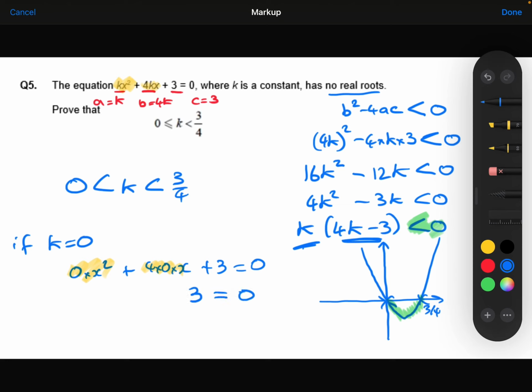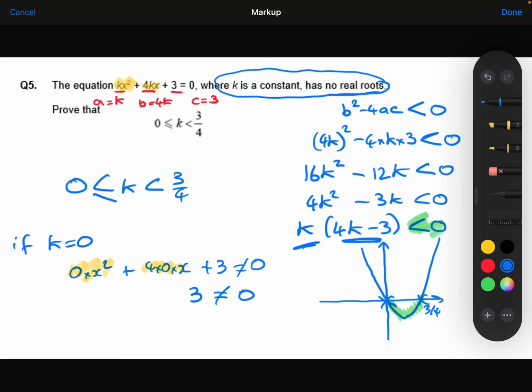And 3 cannot be equal to 0. So if k was equal to 0, there would be no roots of this equation. So although that wasn't included in the discriminant, I do need to include it as part of my answer because there are no roots when k is equal to 0.